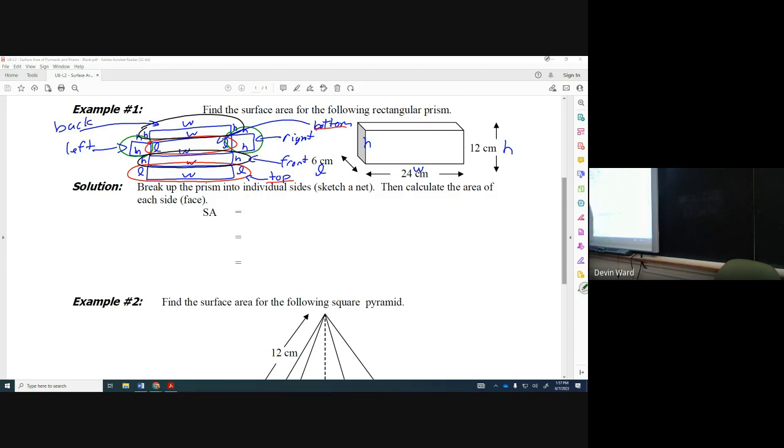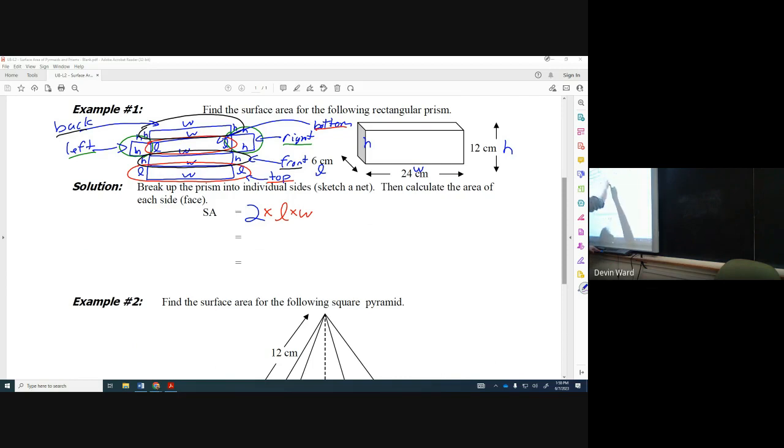The right and the left are both circled in green. They're identical. The front and the back are also the same. They're identical. So the surface area for a rectangular prism, I have 2 of the top and the bottom. So I have 2 times my length times width. Okay, so the area of this rectangle will be length times width.